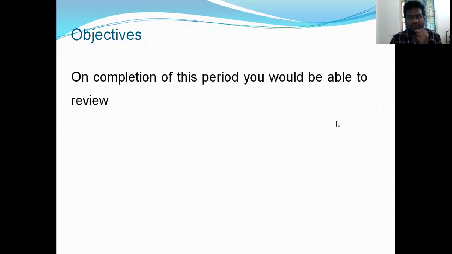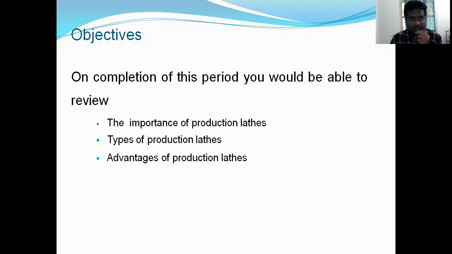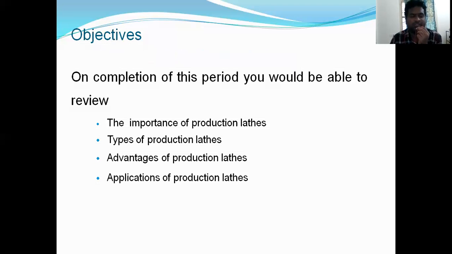On completion of this period, we would be able to review the importance of production lathes, types of production lathes, advantages of production lathes, and applications of production lathes, right? So this is our last topic in these lathe machines. We will review and close this chapter on lathe machines today, right?